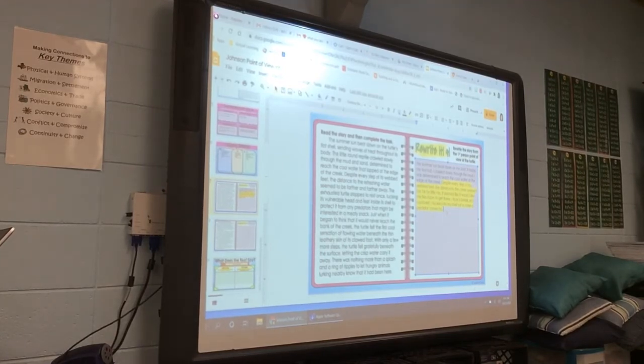Okay? And now the next part begins with, just when I began to think that I would never reach the bank of the creek, the turtle felt the sensation of flowing water beneath the thin, leathery skin of its clawed foot. Now you're the turtle and you finally reached it. So we have to explain how we got there and how it feels.